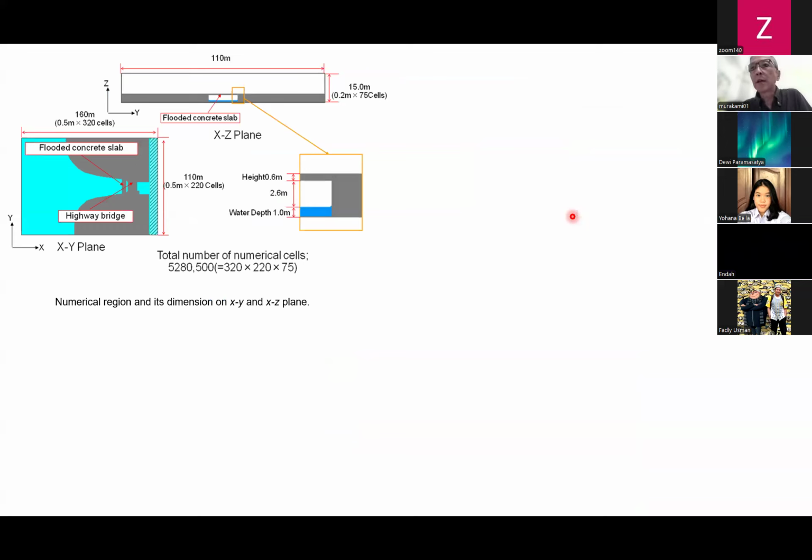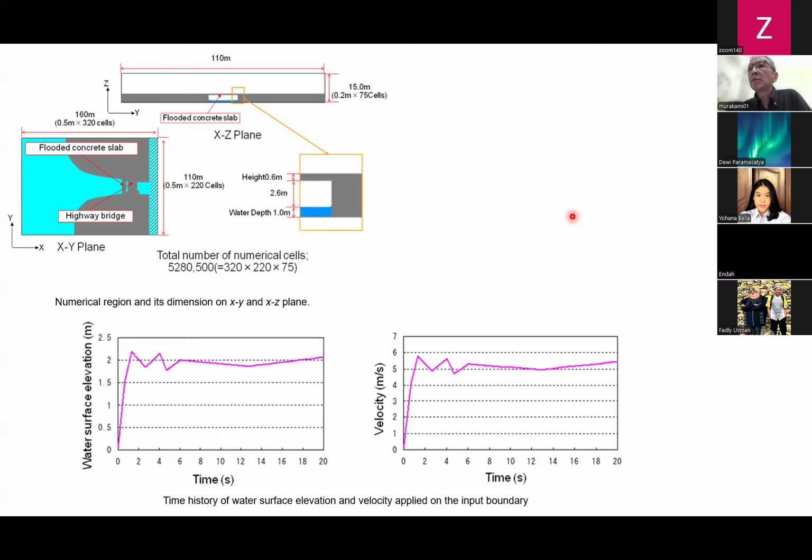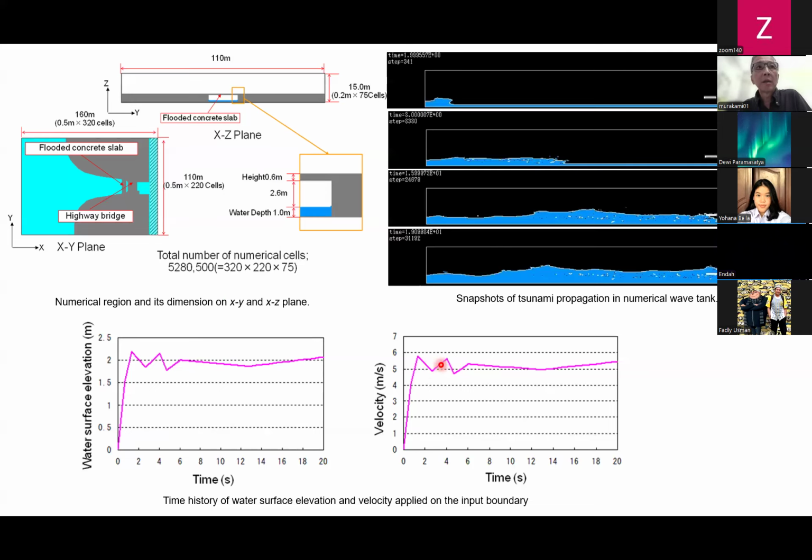So first, we use CADMAS-SURF/3D to calculate tsunami wave forces acting on the bridge. The figure on the upper left shows the calculation condition. And the figure below is the input tsunami waveform. The tsunami height is around 2 meters, and the velocity is 5 meters per second. Okay. And this is a result of the tsunami propagation.